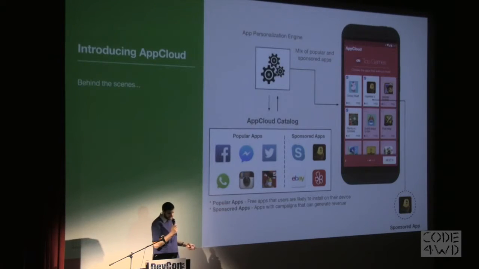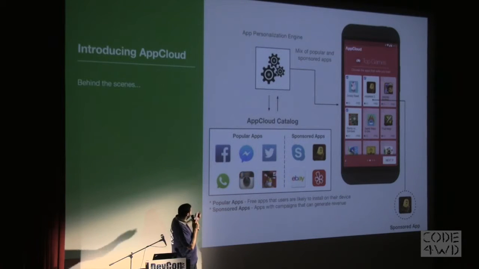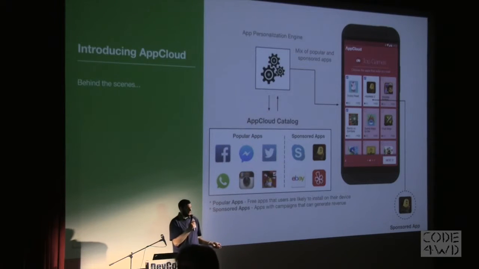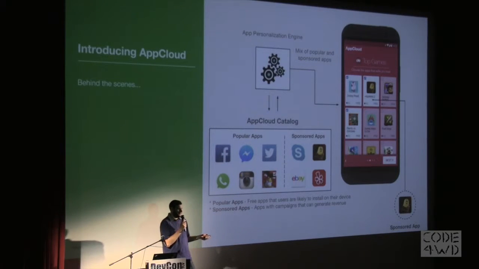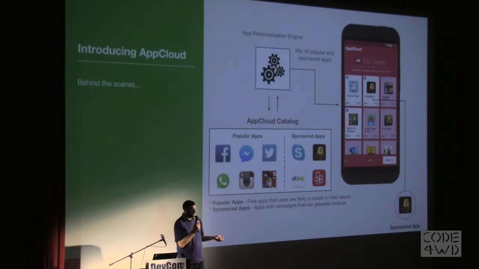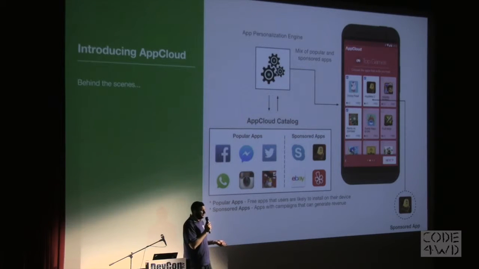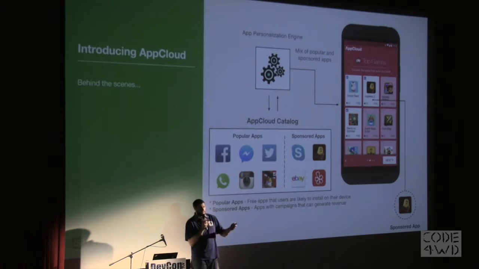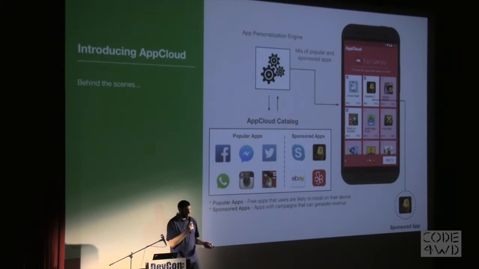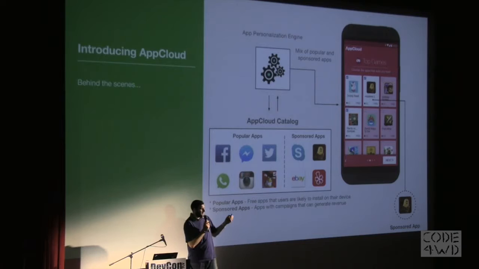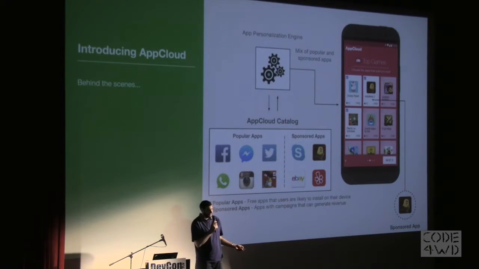So what does this look like behind the scenes? We have several content catalogs and we have something called the app personalization engine. What the app personalization engine does is it's our runtime server. A request comes in from a device. We try to figure out what kind of device it is. Is it a home geared device? Is it a business geared device? What company is this? And we take all the content, push it out, and send a screen to the device that looks something like this. The user selects what they want, clicks next, next, next, installs.